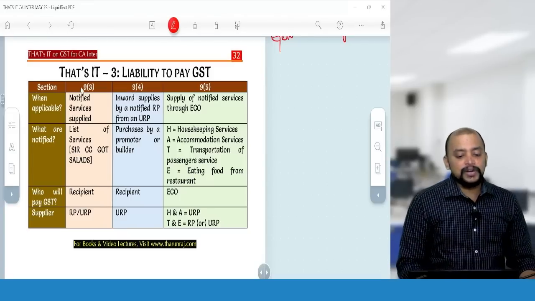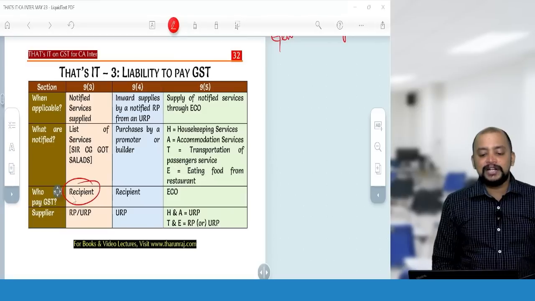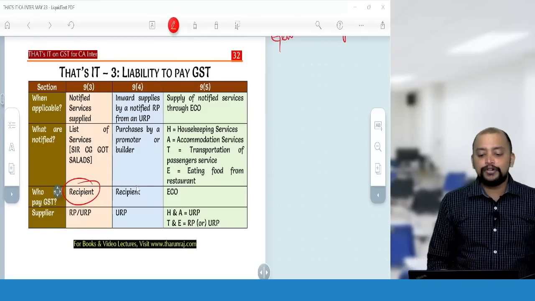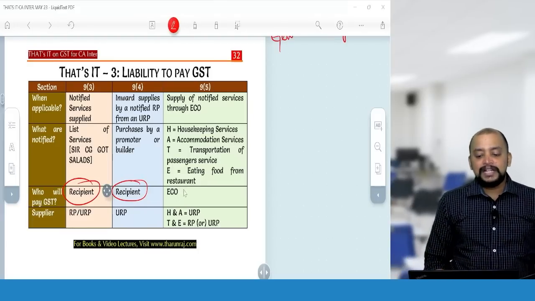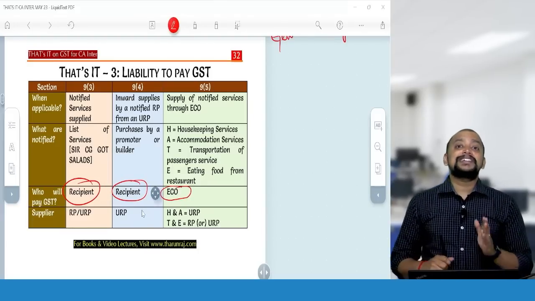In case of 9(3), the liability to pay GST to government is on the recipient. Even in case of 9(4), the liability to pay GST to government is on the recipient. Whereas in 9(5), the liability to pay GST to government is on the e-commerce operator.